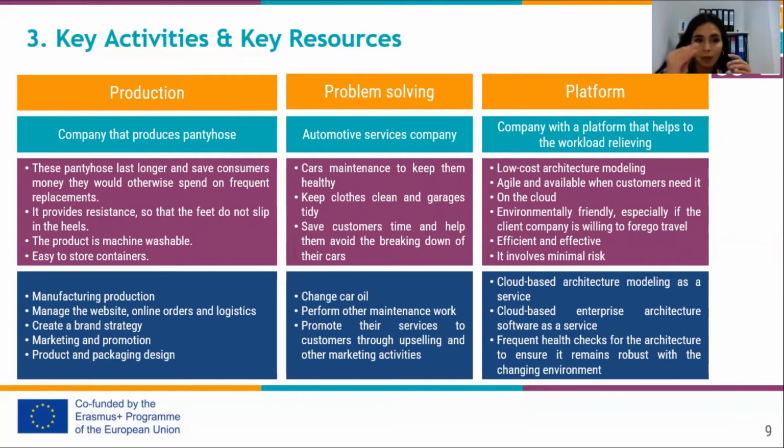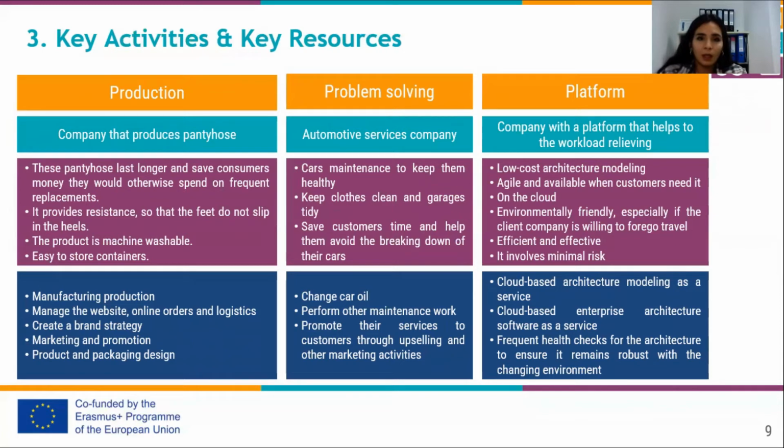And in order to meet this value proposition, you have to perform different activities. These activities are, for example, the manufacturing production of the pantyhose. You also have to manage the website, the online orders, and the logistics of the different products. You have to create a brand strategy to develop marketing and promotion activities, and to develop product and packaging design, okay? And this product and packaging design is related to the marketing department, for example.